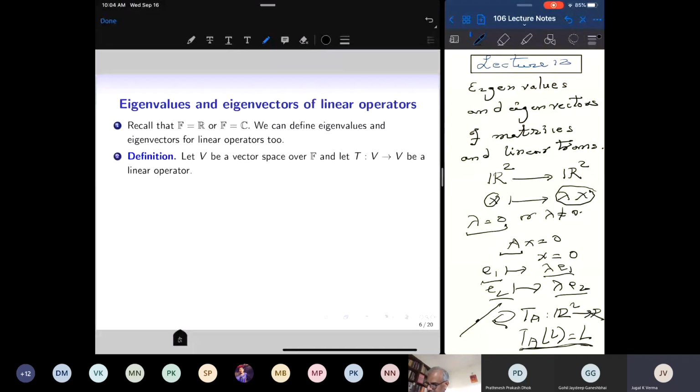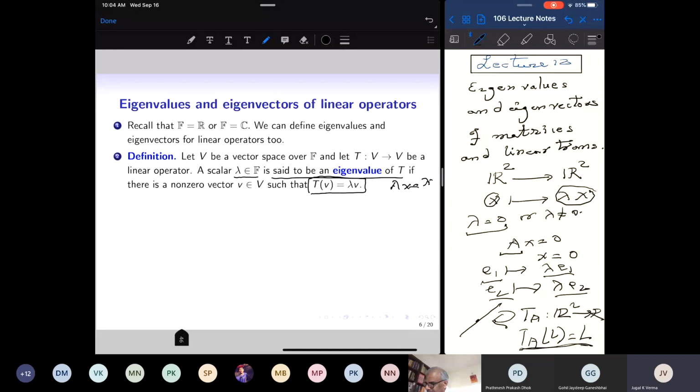So let V be a vector space and T from V to V be a linear operator. It's a linear transformation from V to V, and then we say it's a linear operator. The field of scalars is fixed. A scalar in the field of scalars is said to be an eigenvalue of this linear transformation if there is a vector v so that Tv equals lambda v. This is exactly the same as finding Ax equals lambda x.